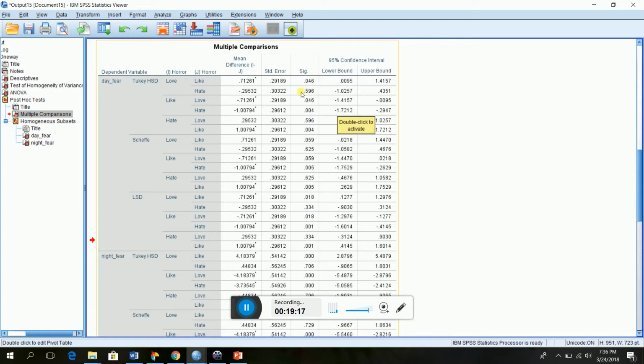All right, so now let's look at love and hate. And we go over here. So remember how to follow the rows. We go love, hate, follow the row. And we see it is not significantly different. These two means are statistically the same. The last comparison would be between like and hate. So if we compare these two means and look at the sig value, we see that these two means are also significantly different. So what have we learned from Tukey?